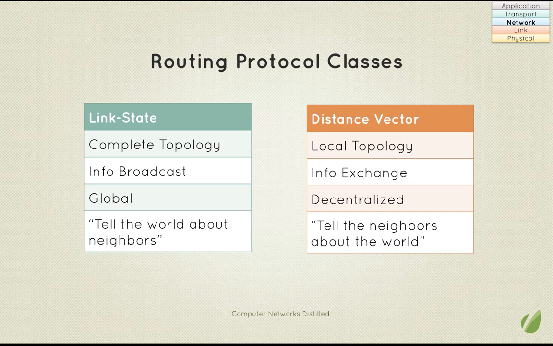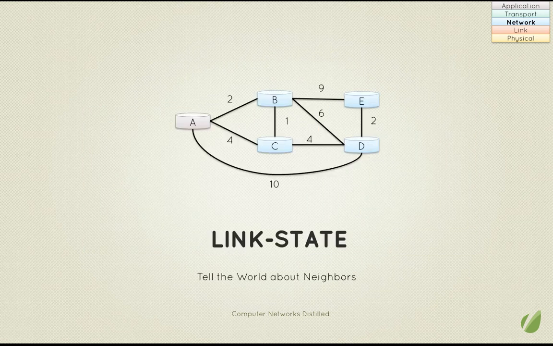If you keep these simple summaries in mind as we get into the specifics, I think it'll help you see the forest for the trees. Let's start with link state. We're going to consider this sample graph, and we're going to be finding a path between nodes A and E.